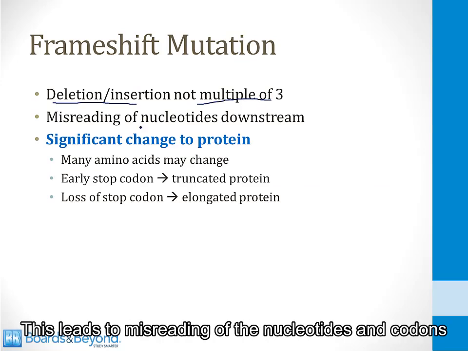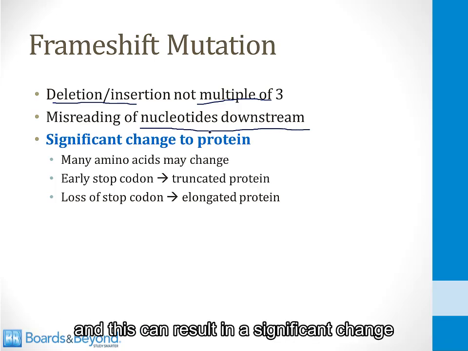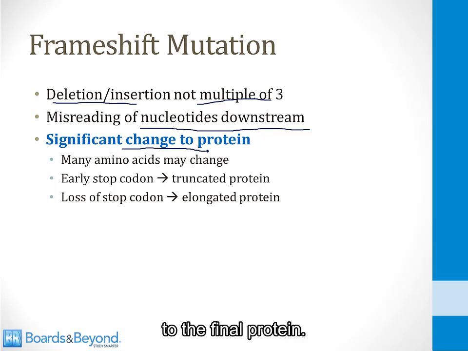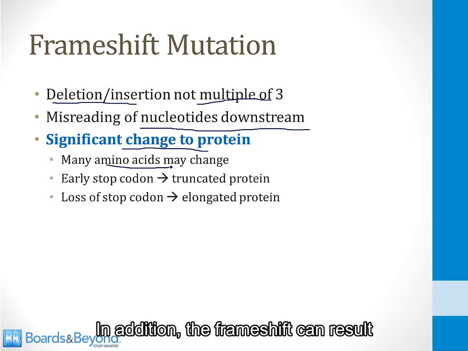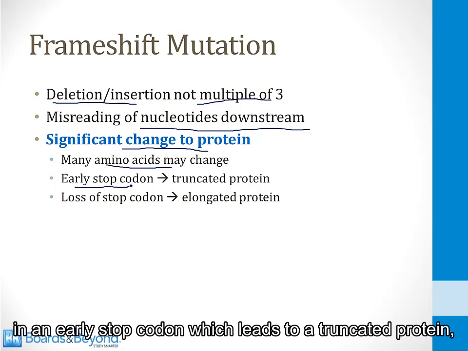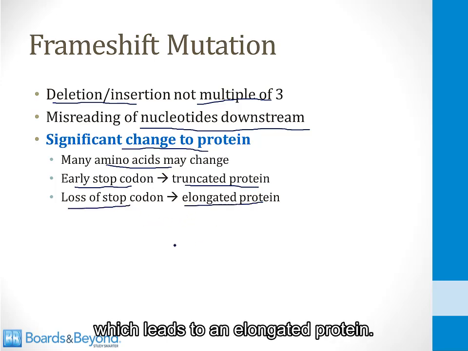This leads to misreading of the nucleotides and codons downstream from the mutation, and this can result in a significant change to the final protein. As we saw on the last slide, many amino acids can be changed by a frame shift mutation. In addition, the frame shift can result in an early stop codon, which leads to a truncated protein, or it can result in loss of a stop codon, which leads to an elongated protein.